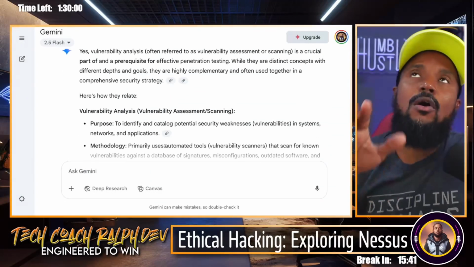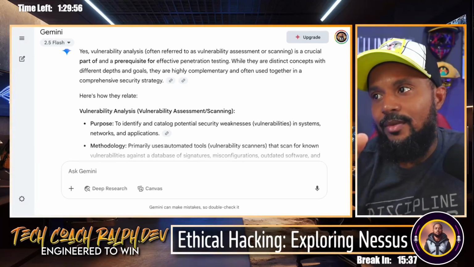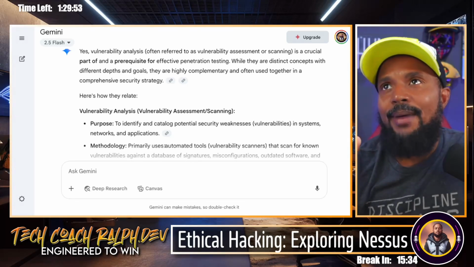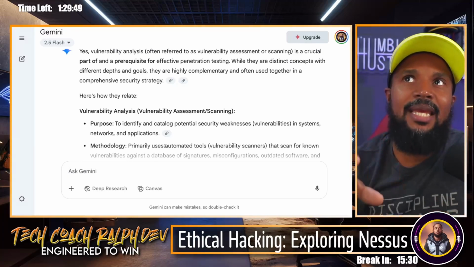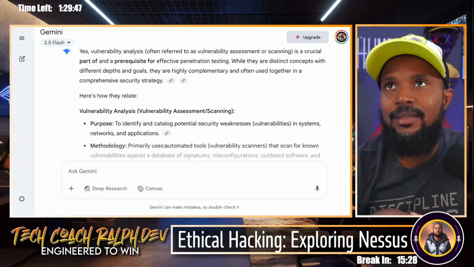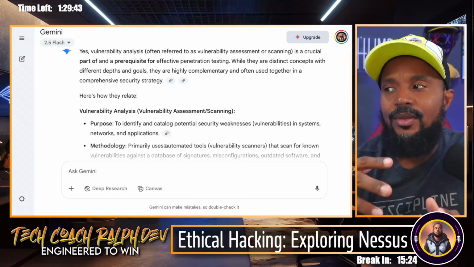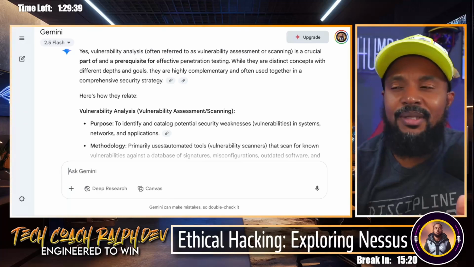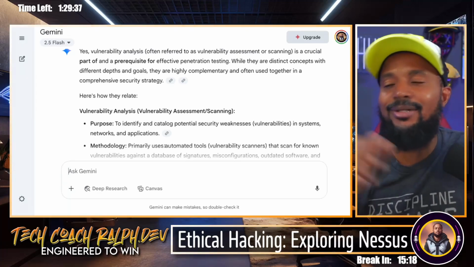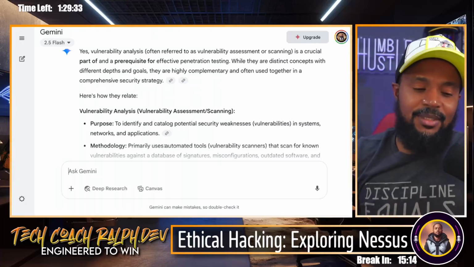What I'm reading is, although technically vulnerability analysis might not be a strict part of penetration testing, it's kind of like a requirement to do them together, because if you don't assess the vulnerabilities, then what are you going to do penetration testing on anyways, right? So that's kind of how I see it. It's like they are highly complementary, right?